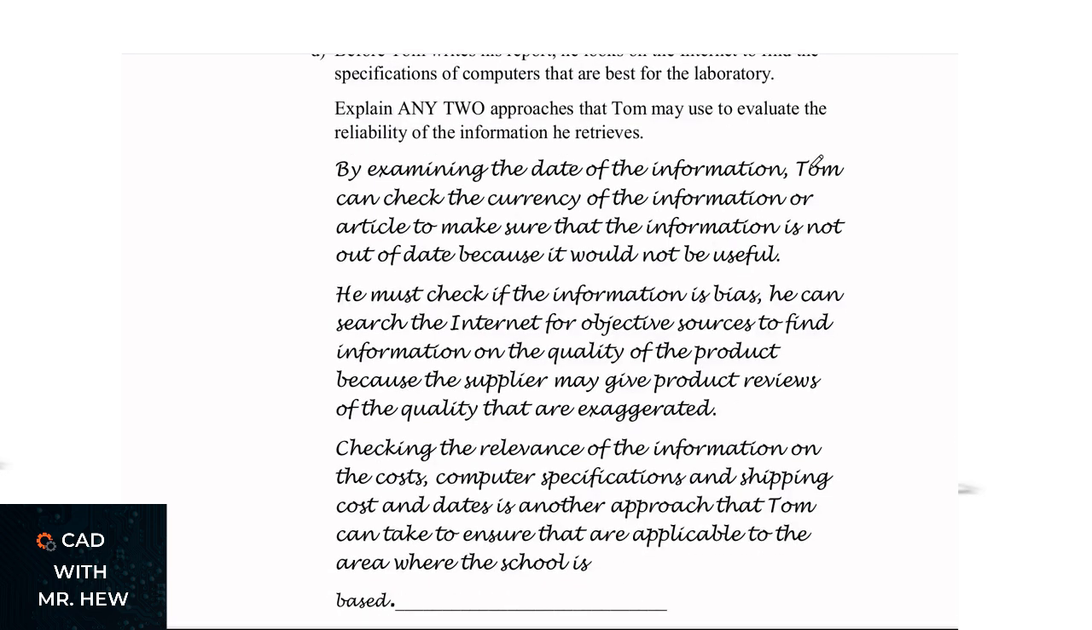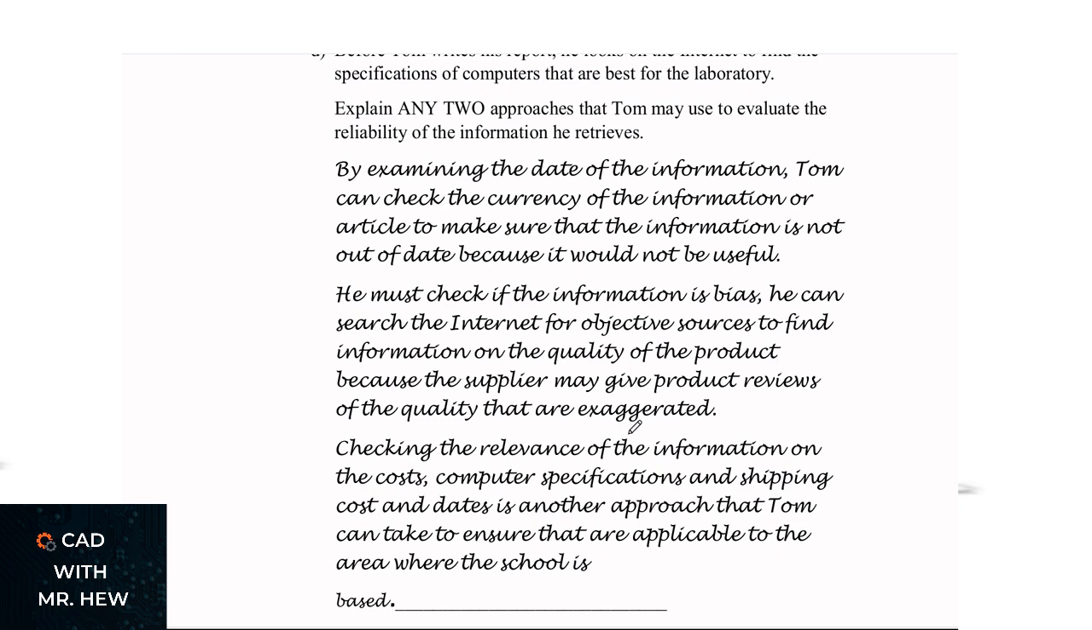By examining the date of the information, Tom can check the currency of the information or article to make sure that the information is not out of date, because if it is out of date, it would not be useful. He must check if the information is biased. He can search the internet for objective sources to find information on the quality of the product, because the supplier may give product reviews of the quality that are exaggerated.